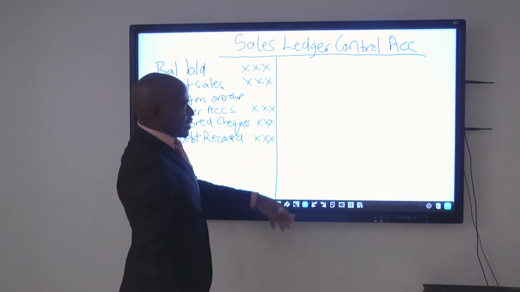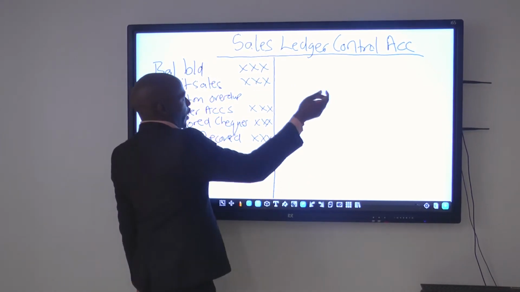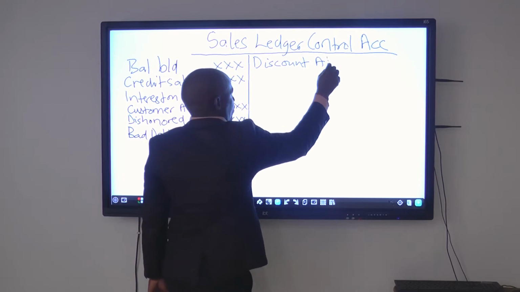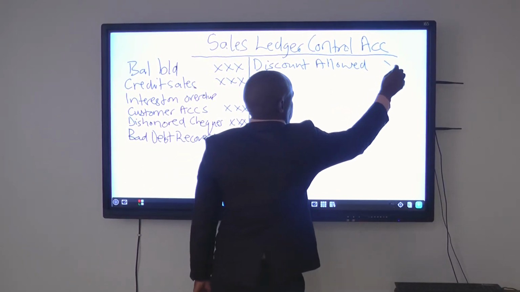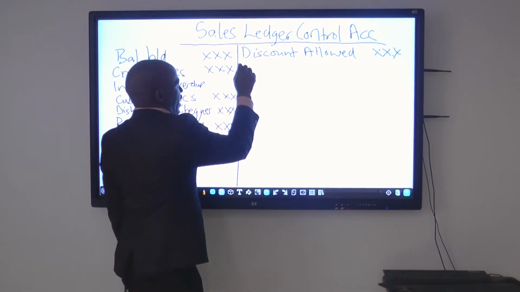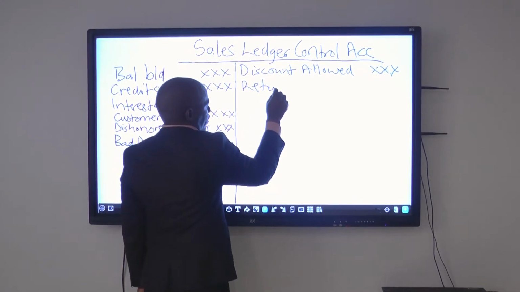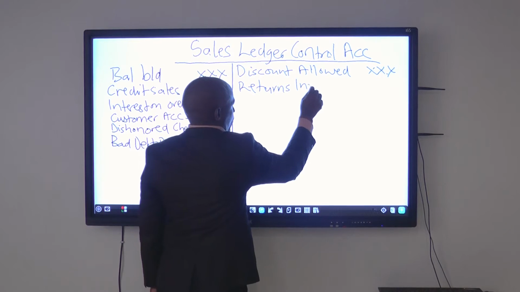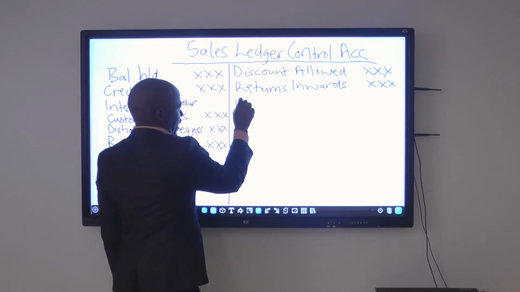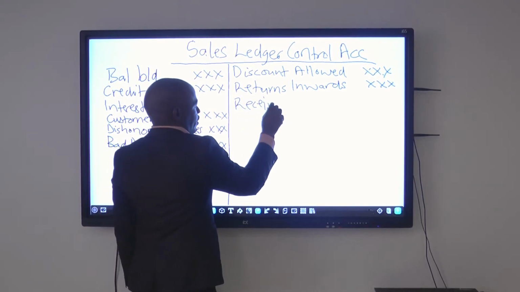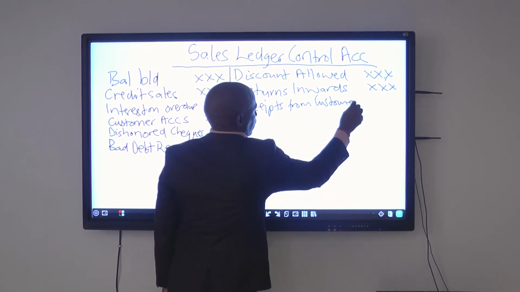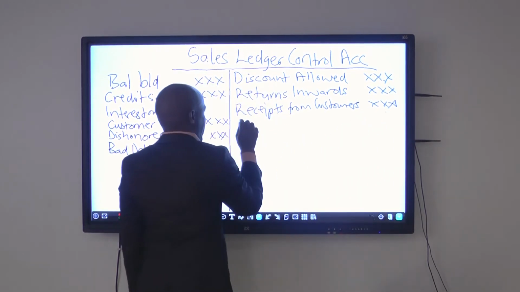Right. Let's look at the credit side. What do we include there? We include discounts allowed. We also include returns inwards, receipts from customers, and bad debts written off.